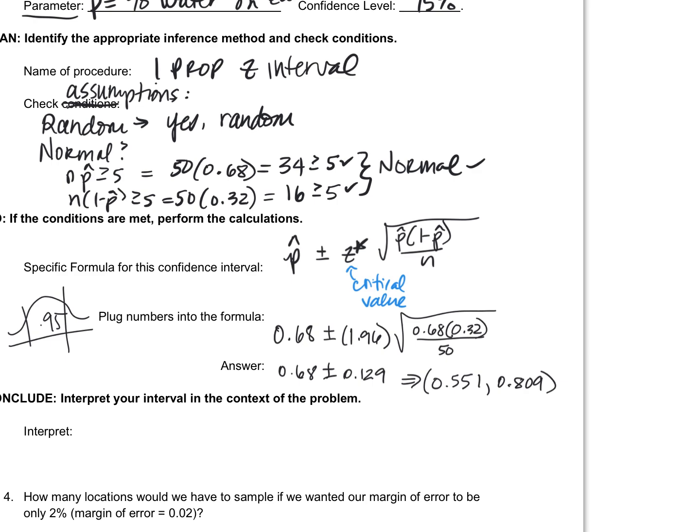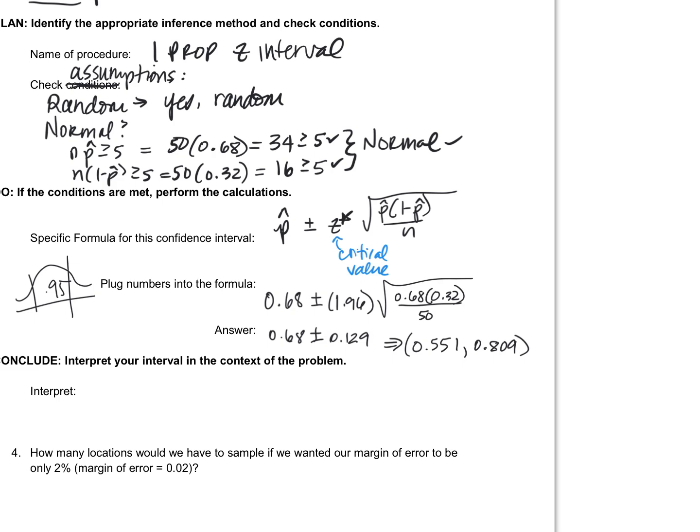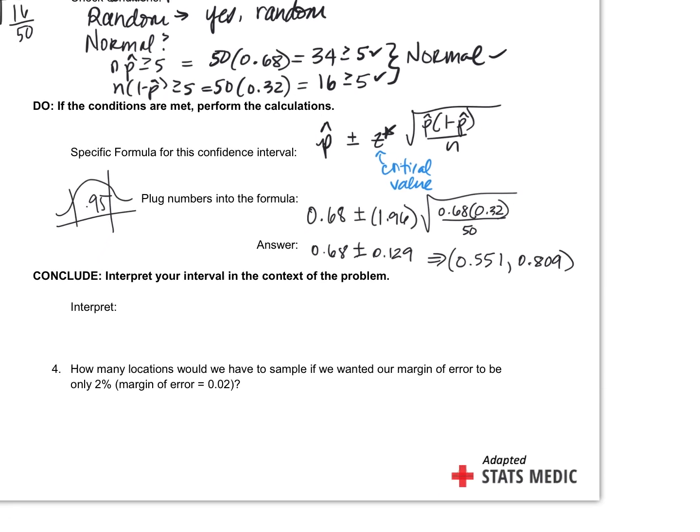So this is saying that we think the true percentage of the Earth covered in water is somewhere between, what, 55% and 81%? Funny. Isn't that what we were told?